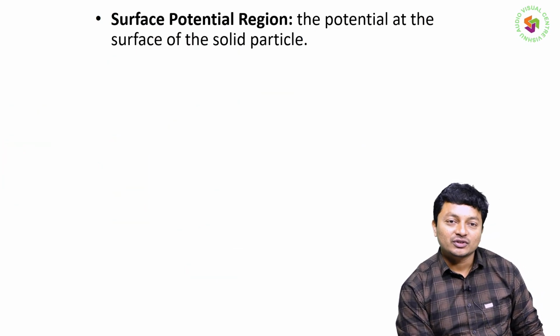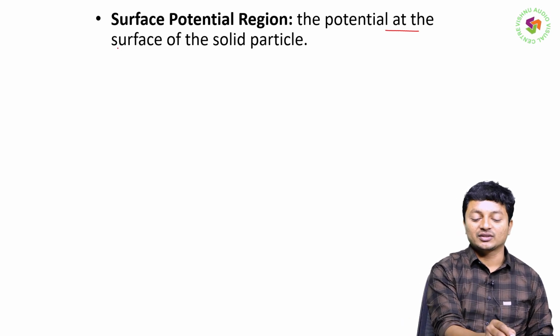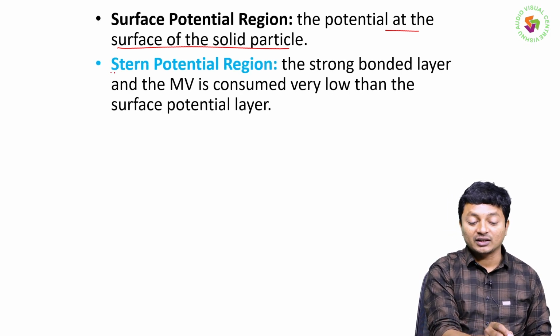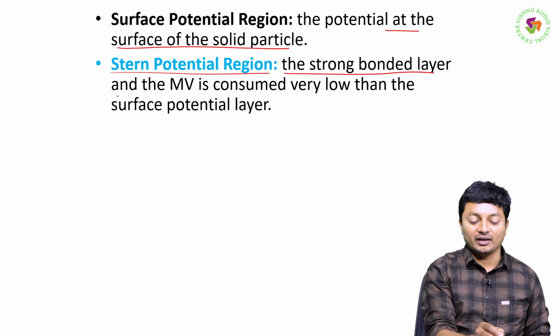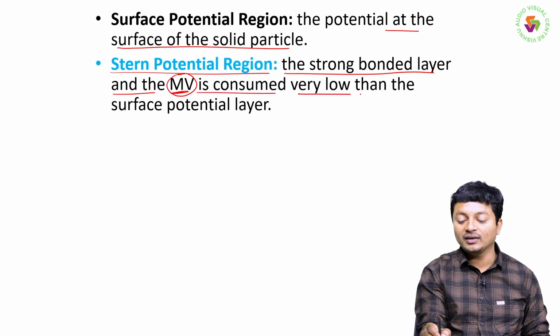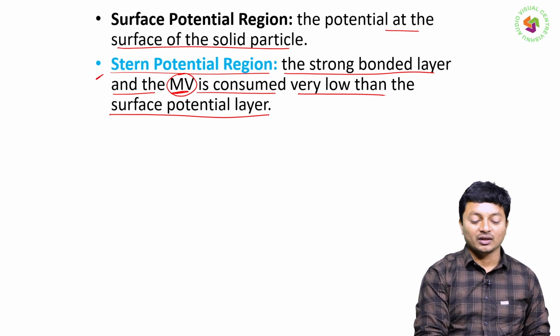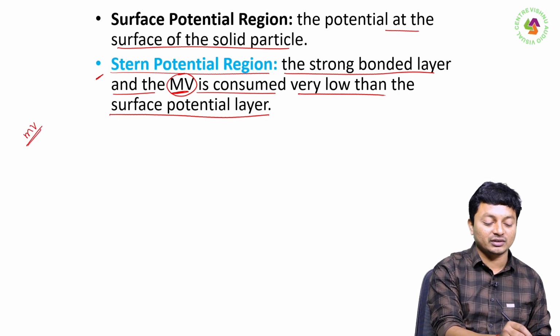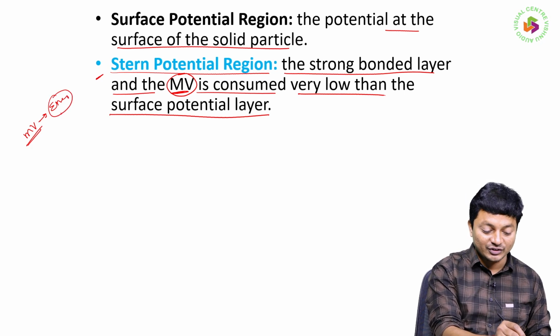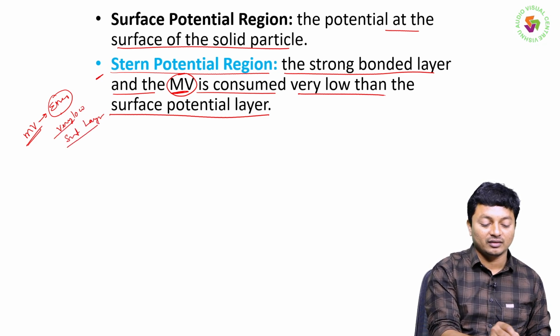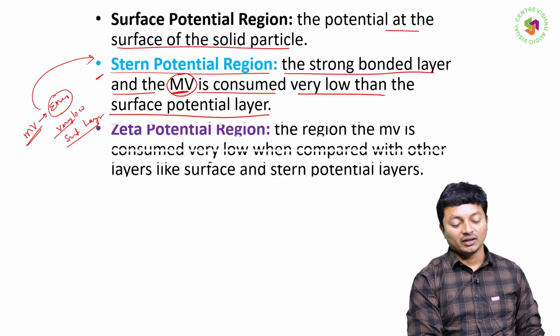Let us discuss what the surface potential region is. The potential at the surface of the solid particle is considered the surface potential region. Next, the Stern potential region. In the strongly bonded layer, the millivolts, that is the energy consumed, is very low compared to the surface potential layer, and this is considered the Stern potential region. The millivolt is a unit of zeta potential and indicates the energy.